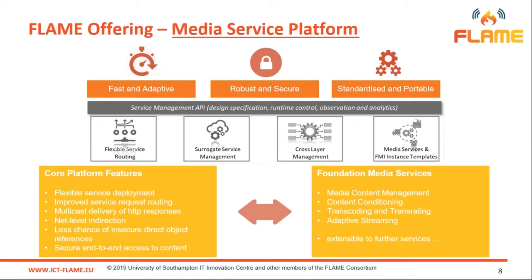We offer a media service delivery platform that has some distinct properties. The properties are defined here in the center of this slide. Specifically, we offer flexible service routing, and this allows us to quickly deploy services and connect services anywhere within the network. We have the ability to place services within the network through the concept of surrogate service management. We have cross-layer management, which brings together monitoring and analytics, so we can understand the usage and performance of services deployed in the network and create links or correlations between the performance of the infrastructure and the necessary performance of the services required to deliver a qualitative experience.